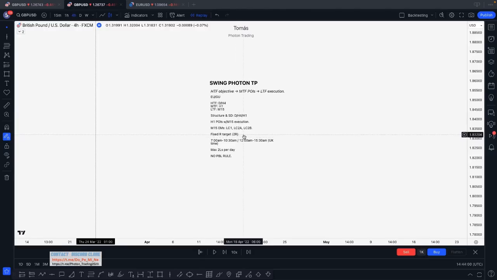But usually 2.1 or 2.15, maximum 2.2. So yeah, this is how I do fix to R plus commissions.